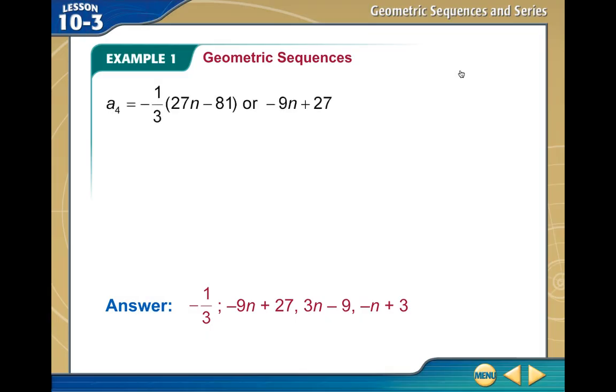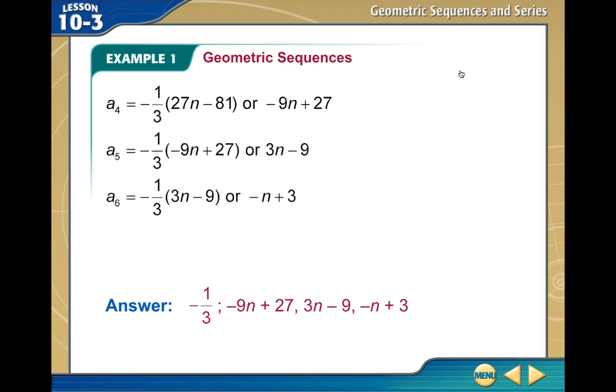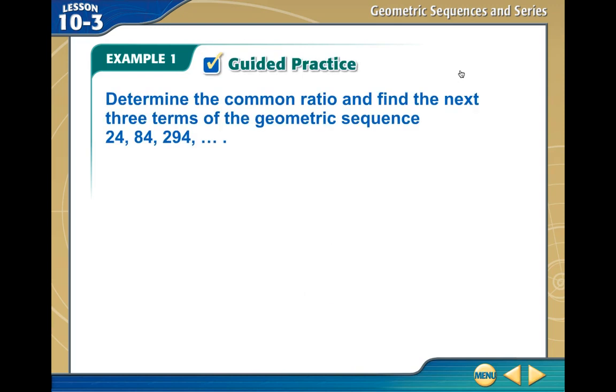All right. So again, that's all it does. It takes those values, multiplies by -1/3, and gets another expression in terms of n. All right, so it's your turn to find the common ratio and then find the next three terms in the geometric sequence. Again, if you take the consecutive terms and do the division, you'll get your R value and then use that R value to generate the next terms.